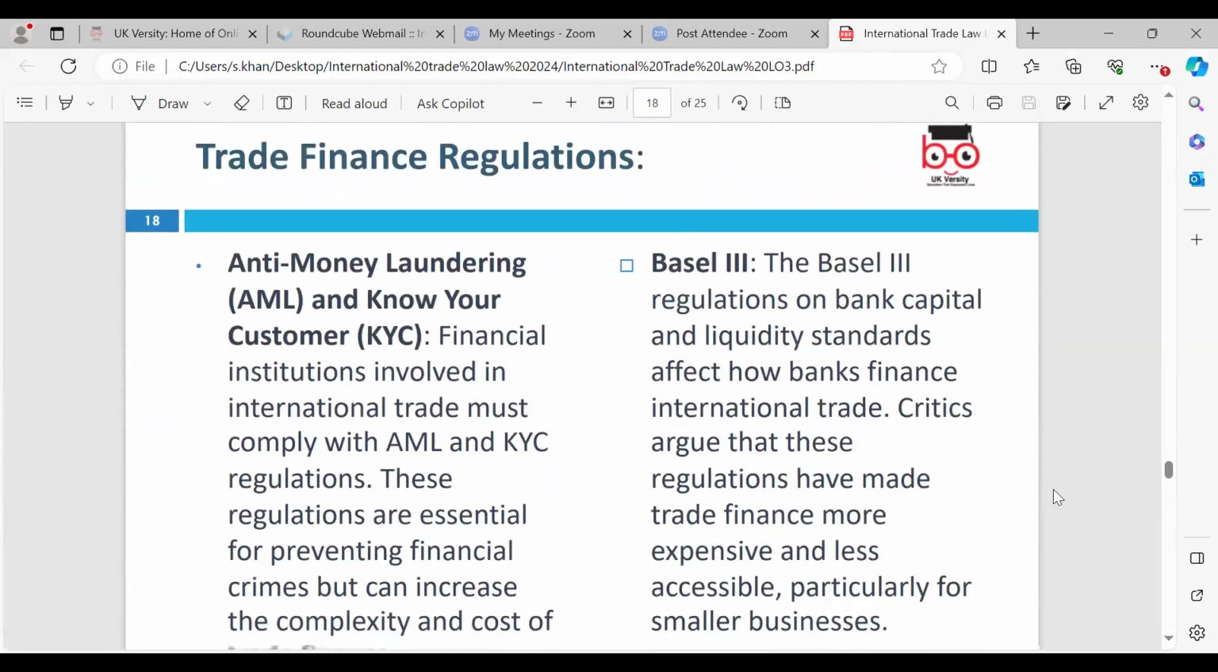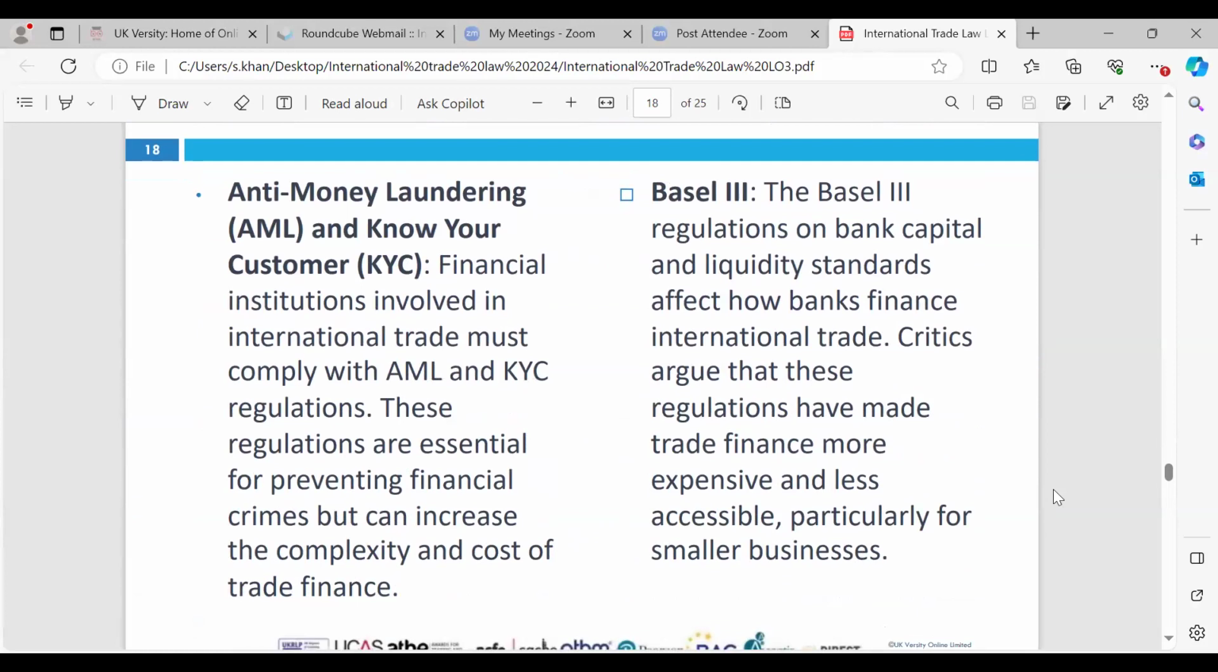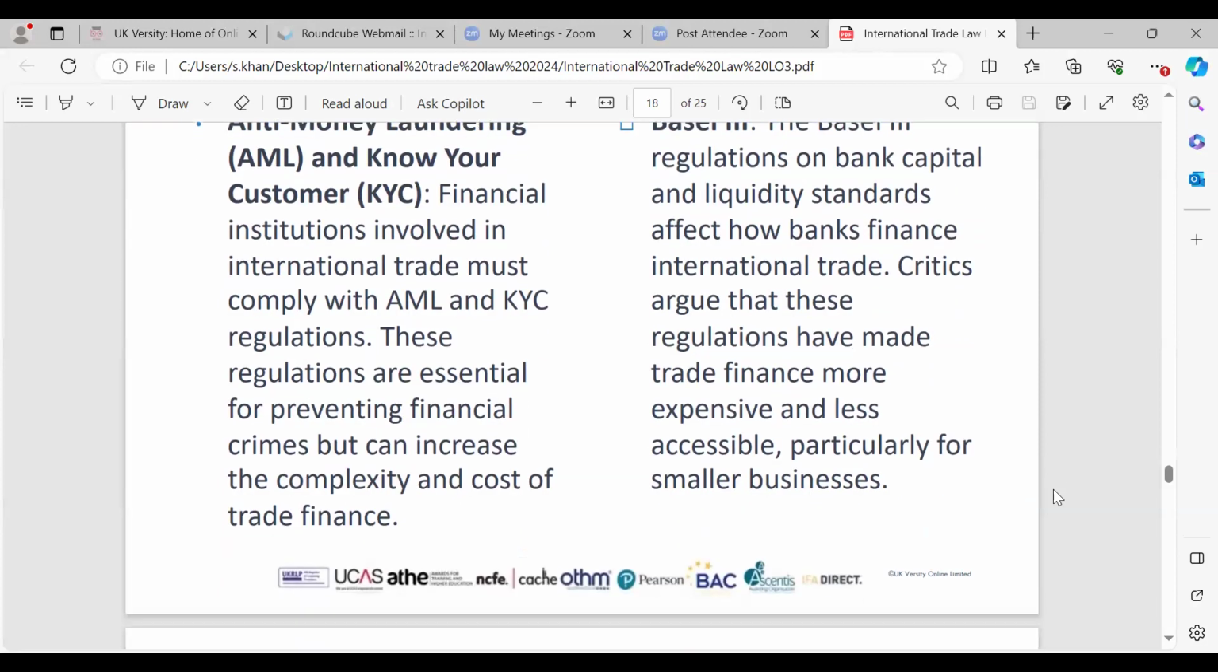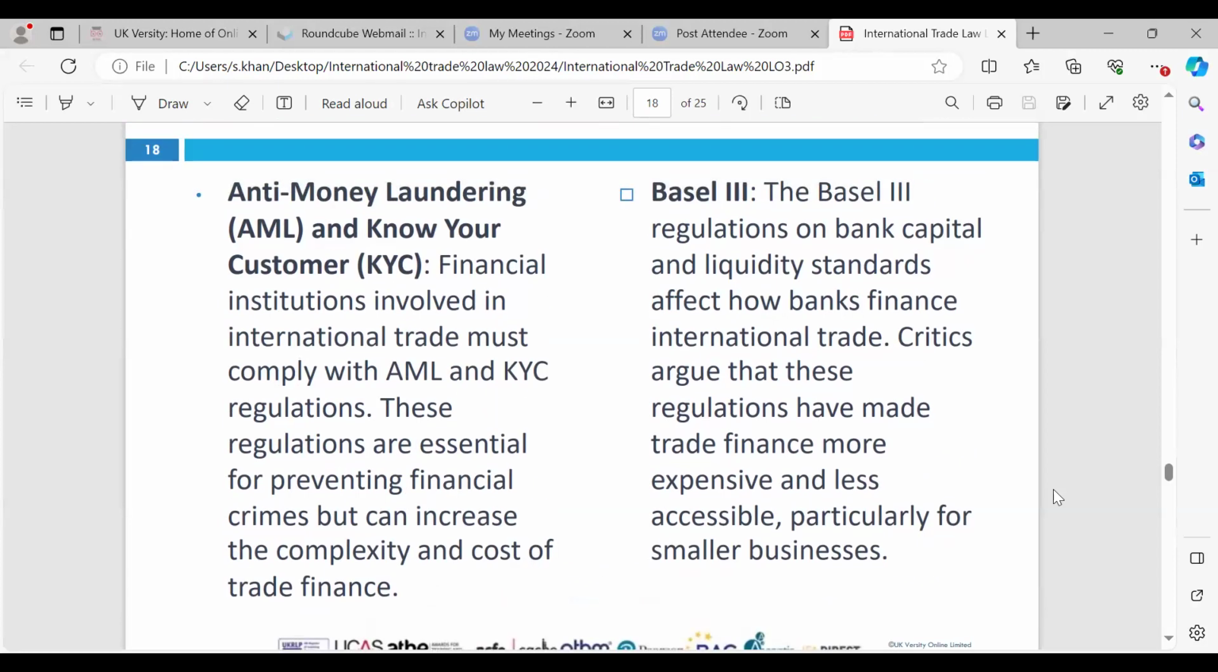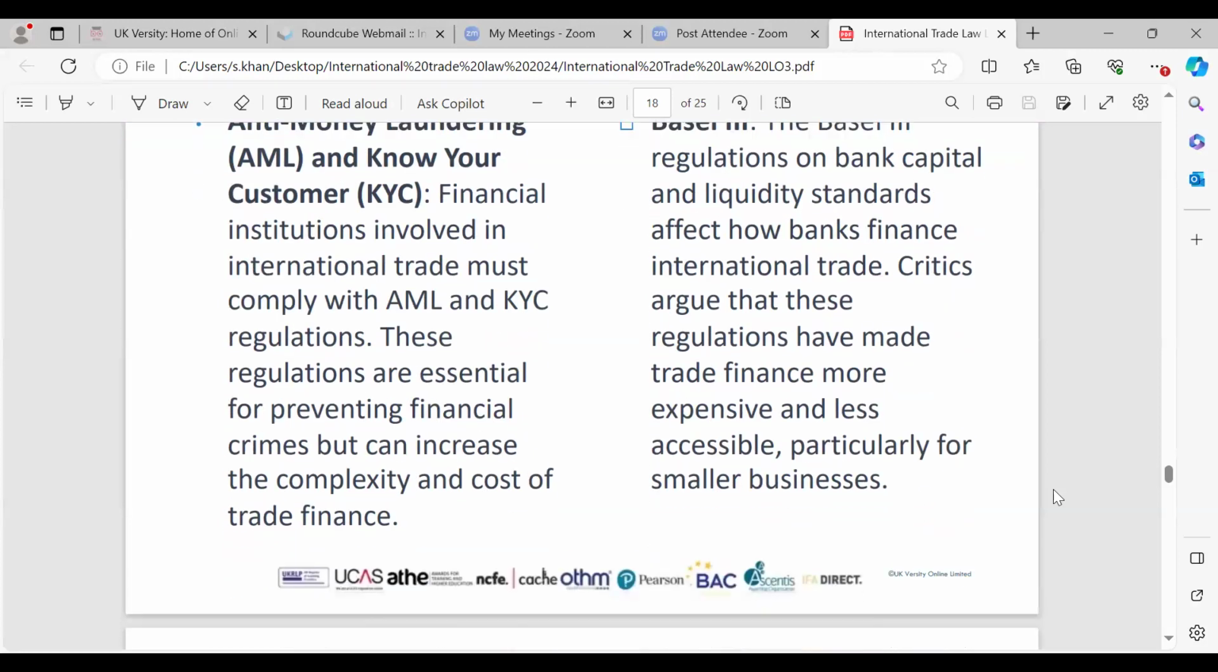Trade finance regulations. So you have the anti-money laundering and know your customer, AML and KYC. Financial institutions involved in trade must comply with the anti-money laundering and KYC regulations. These regulations are essential for preventing financial crimes, but can increase the complexity and cost of trade finance.